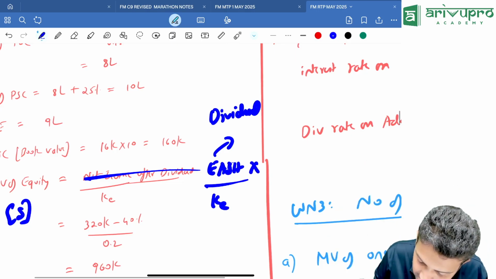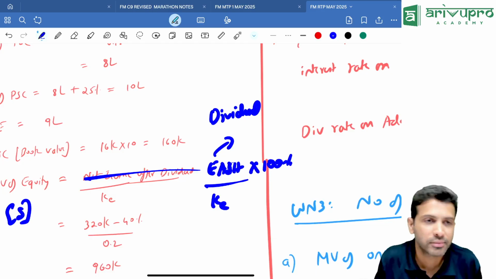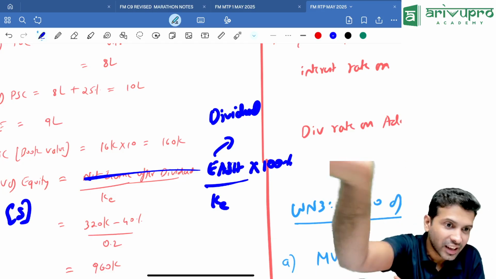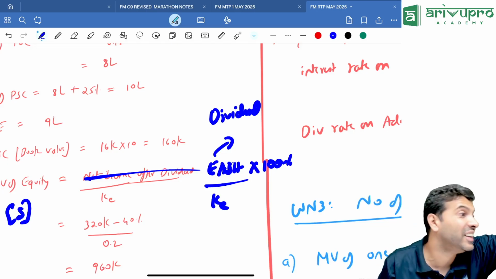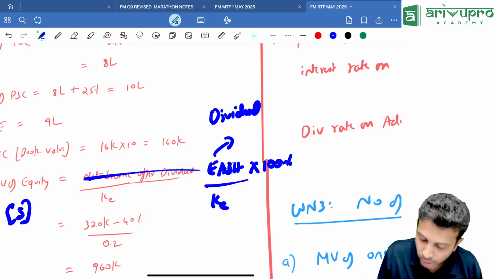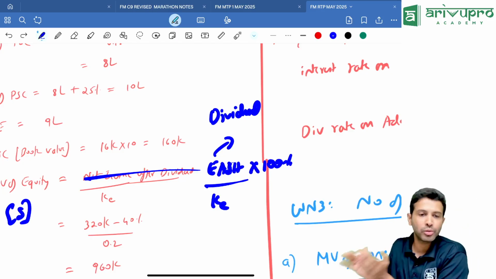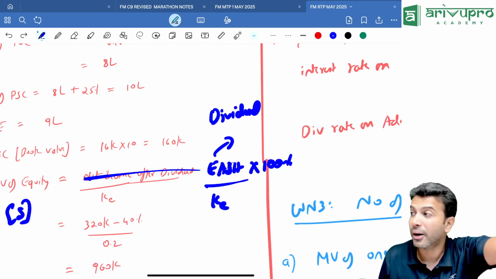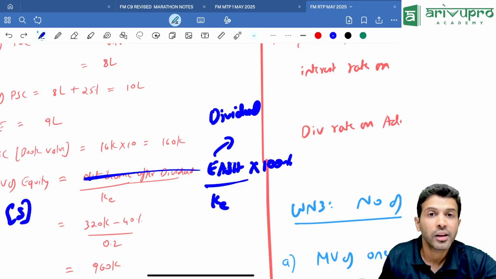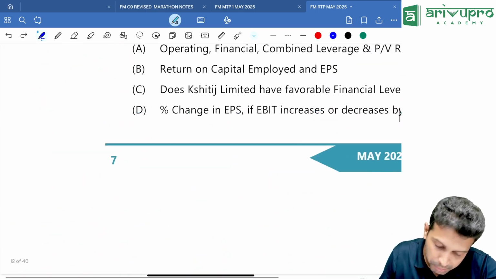If you take 100% of EAT, you get EAT only, which is the dividend. Actually, the formula is dividend divided by cost of equity. In all our previous problems, since it was 100%, we used to ignore that and directly take EAT. But in this problem, can we ignore that?